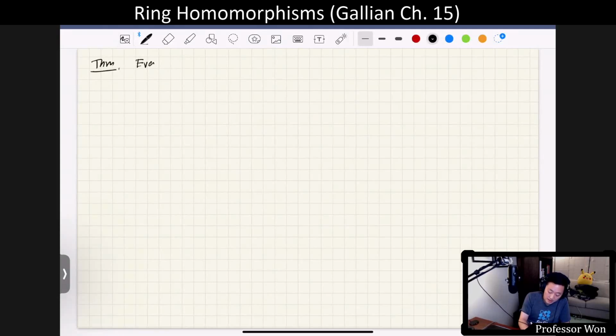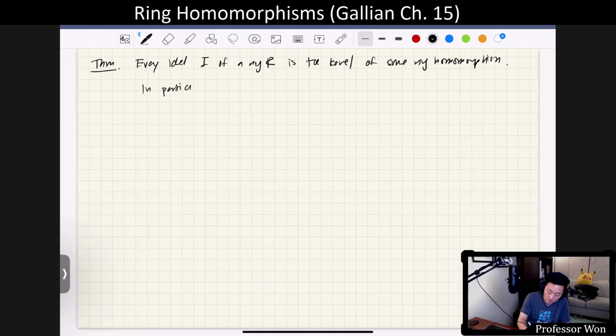Every ideal I of a ring R is the kernel of some ring homomorphism. In particular, I is the kernel of the natural projection homomorphism to R mod I.